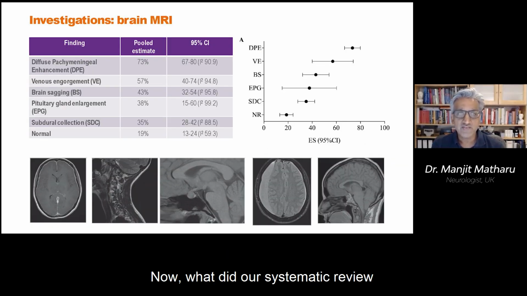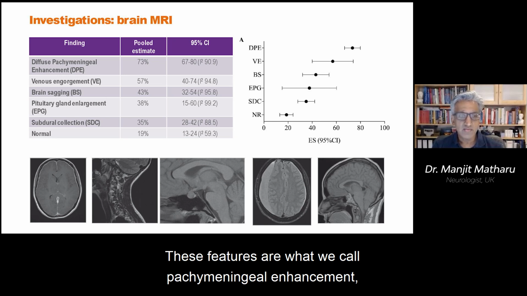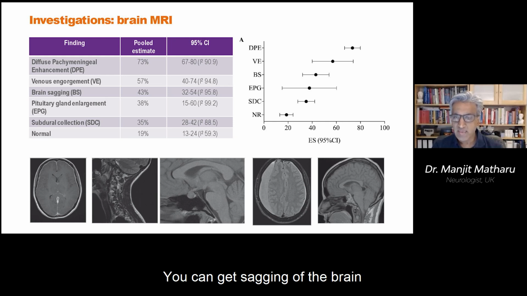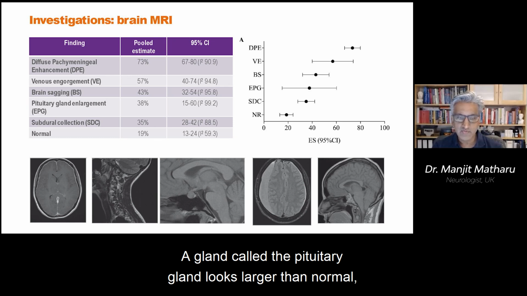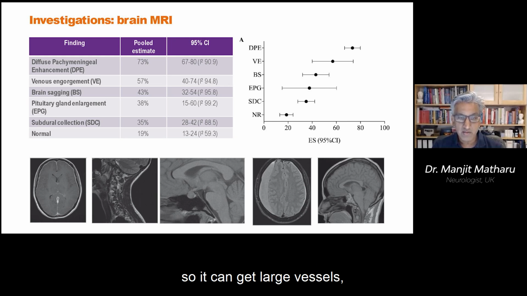Now, what did our systematic review identify about these investigations? We noted that there are a number of very characteristic features that are reported in patients with SIH. These features are what we call pachymeningeal enhancement. There's enhancement of the covering of the brain. You can get sagging of the brain that I referred to earlier on as well. A gland called the pituitary gland looks larger than normal. And the brain becomes congested with blood, so you can get large vessels, what we call venous engorgement.